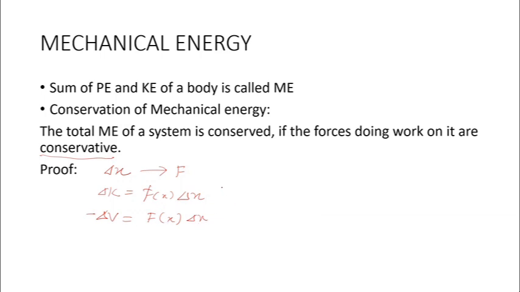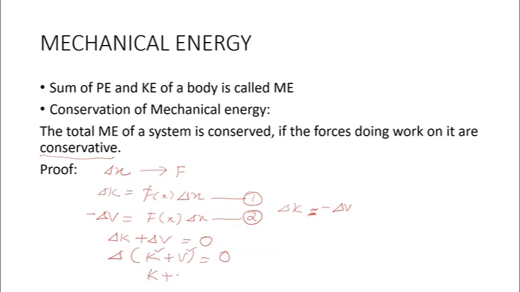But here, if you are taking the displacement in terms of x, we will put F of x delta x. So from these two equations, equation 1 and equation 2, what we can infer is delta K plus delta V is equal to 0, because delta K is equal to minus delta V. So if you take minus delta V to the other side, it becomes delta K plus delta V is equal to 0. So we say delta of (K plus V) is equal to 0. What are K and V here? K is the kinetic energy, V is the potential energy. So K plus V is a constant.